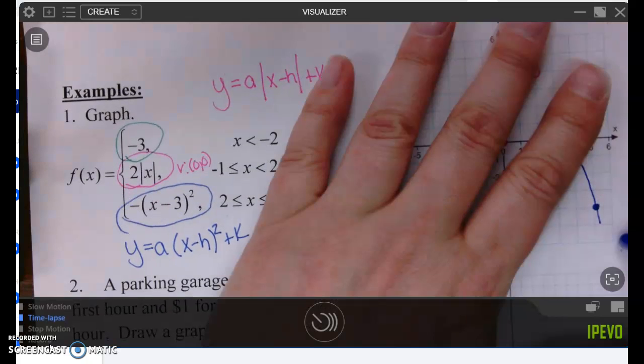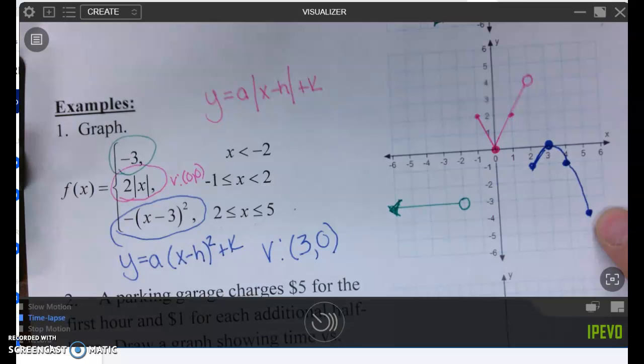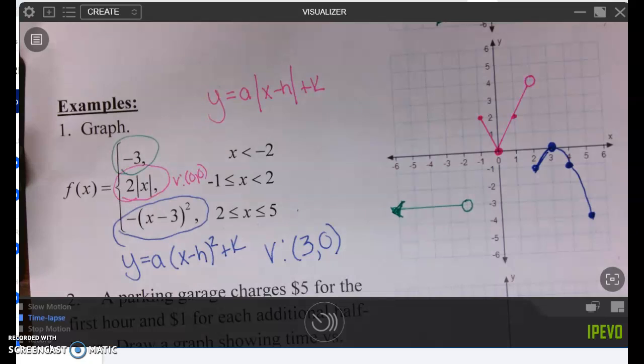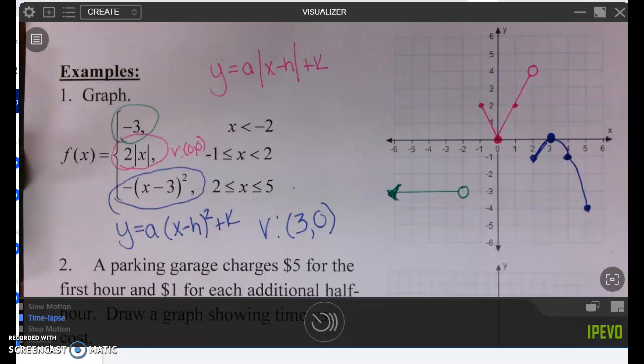Okay, and normally we would draw an arrow on the end. It's a hard habit to break, but we're stopping at 5 because our range, or our domain, tells us to stop at 5. Okay, and so this is your second piecewise function. All right, if you have any questions about this, talk to your neighbor.